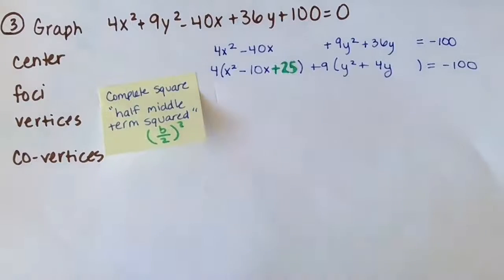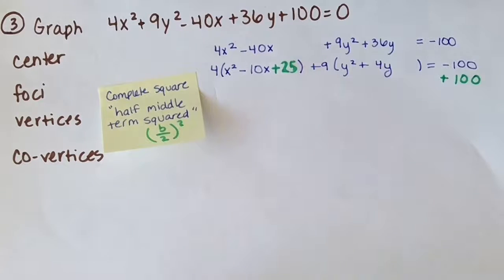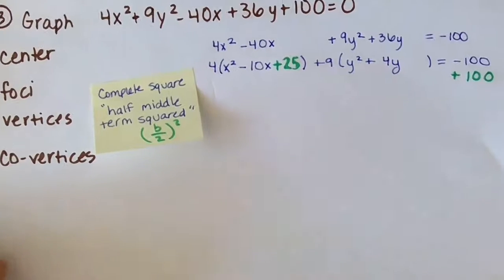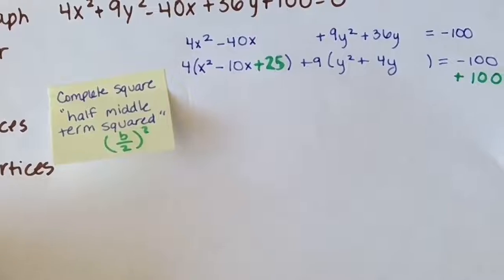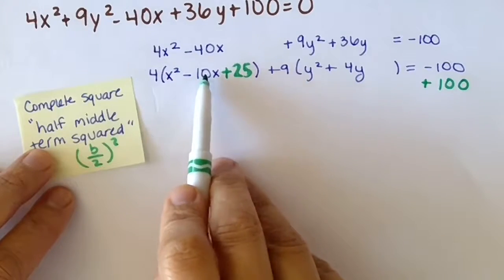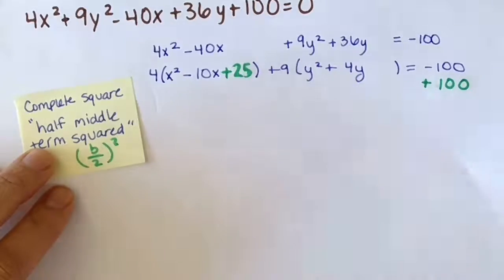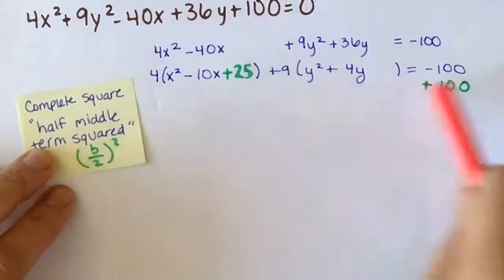This part's new. Whatever you do to one side, you have to do to the other side. You are not going to add 25 here. You're going to add 100. Where did I get the 100 from? Because you factored out a 4, this is really 4x squared minus 40x and positive 4 times 25, which is 100. Okay, we did it for the x's.